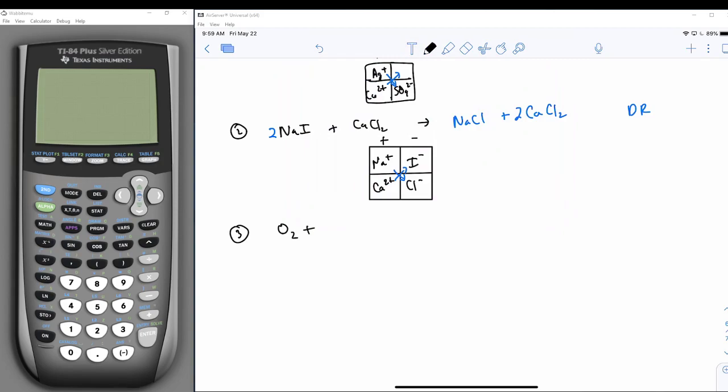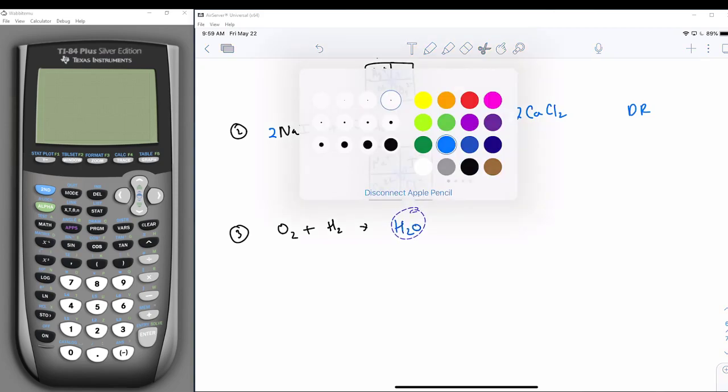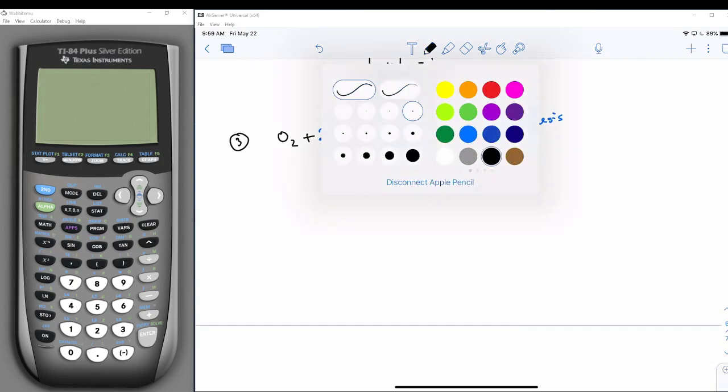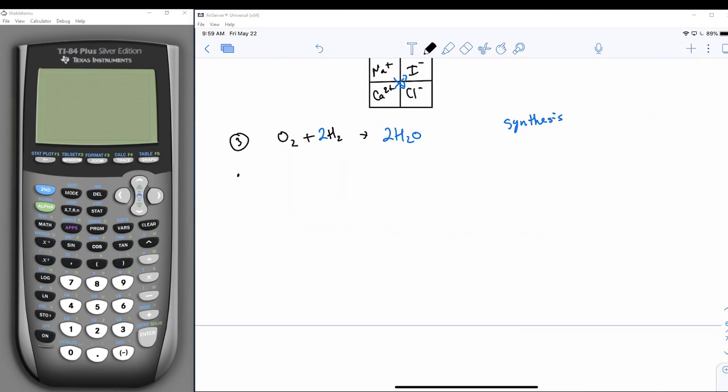3, anytime you have two elements by themselves, it's going to be a synthesis reaction. In this case, we're synthesizing into water. And so we double this and double this, and this is synthesis. Okay, 4. HNO3 plus Mg(OH)2.